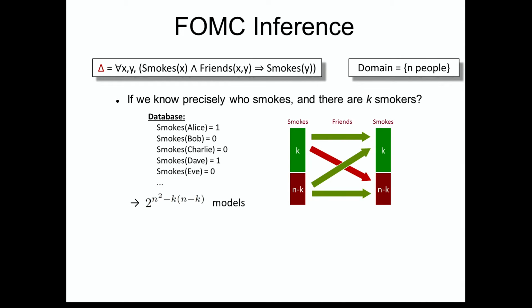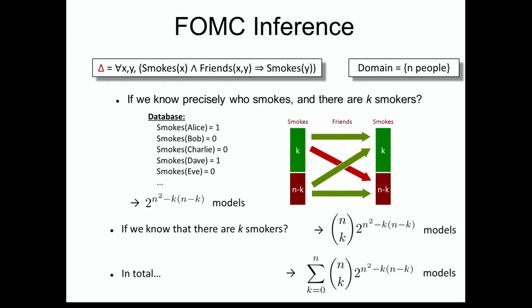Right. I didn't tell you, in the beginning, precisely who smokes and that there are k smokers. So let's bring it closer to the original problem. Let's say that we know that there are k smokers. So now I don't give you a database, but you know that the number of different databases in which k people smoke is n choose k, right? And then finally, you also know that k, the number of smokers, could be anything from 0 to n. So in total, my model count is this number here.